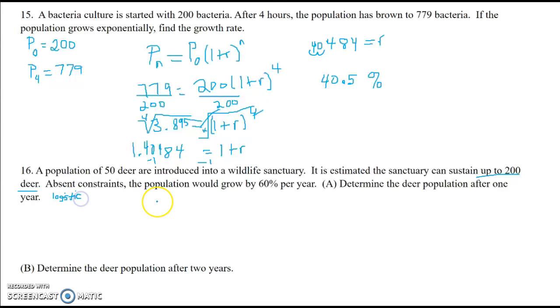And remember, for logistic growth, we just use the growth formula that we're given. So it's recursive. There's not an explicit formula for logistic growth. So P sub n is always equal to P sub n minus 1 plus the rate times 1 minus the rate over the carrying capacity K times P sub n minus 1.